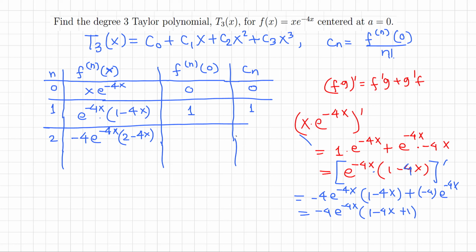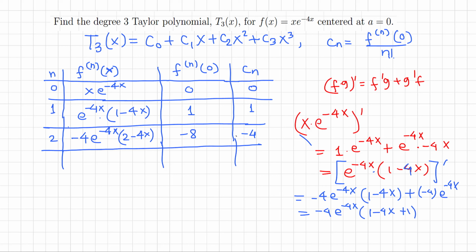Evaluate this at 0. So negative 4 times e raised to 0, which is 1, times 2. So this will be negative 8. And C2, so negative 8 divided by 2 factorial. 2 factorial is 2, so this is negative 4.